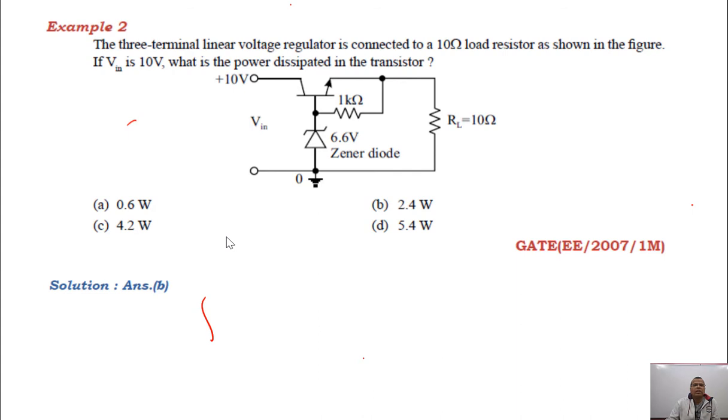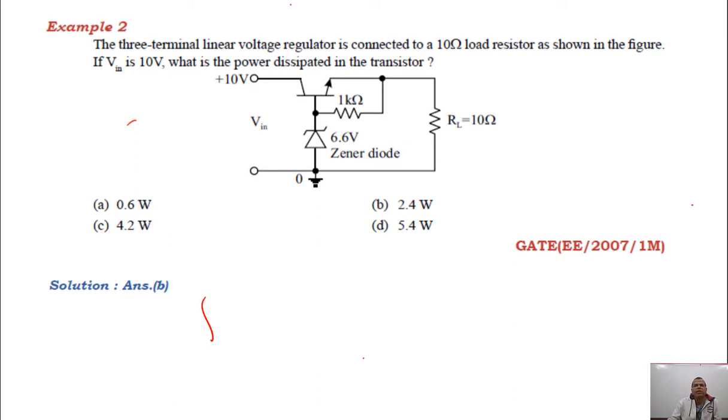Now let us see the example based on the series voltage regulator. Here we are given a 3-terminal voltage regulator connected to a 10 ohm load resistor as shown in the figure. The input voltage is 10 volt. What is the power dissipated in the transistor? So you have to find the power dissipated in the transistor.